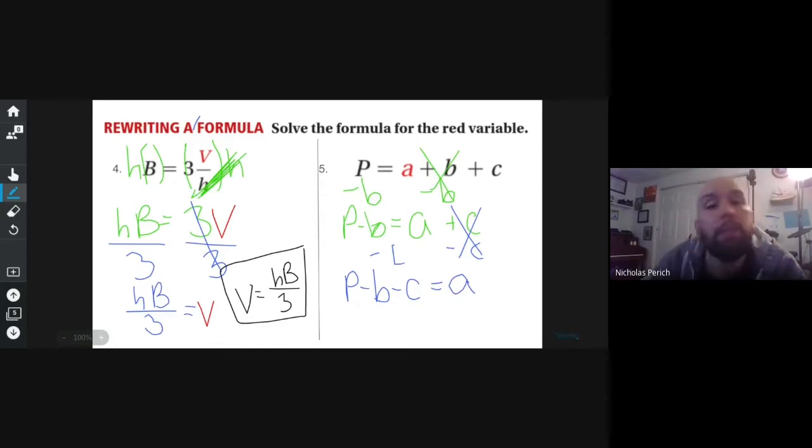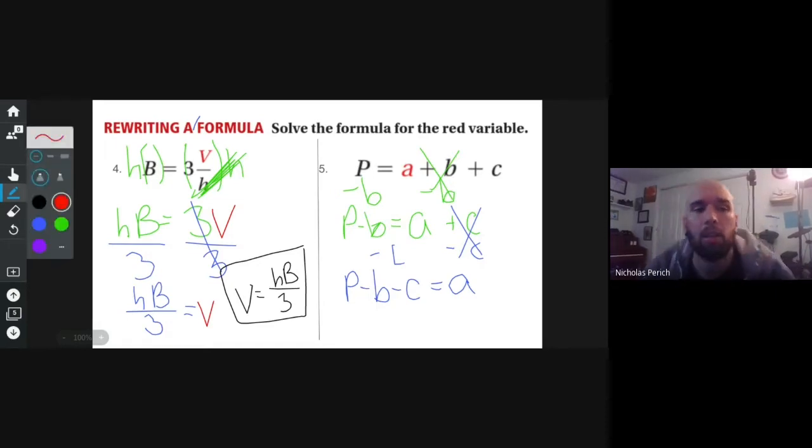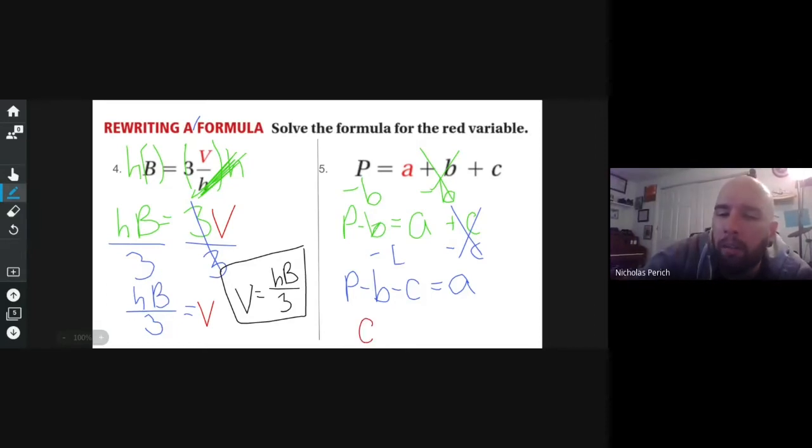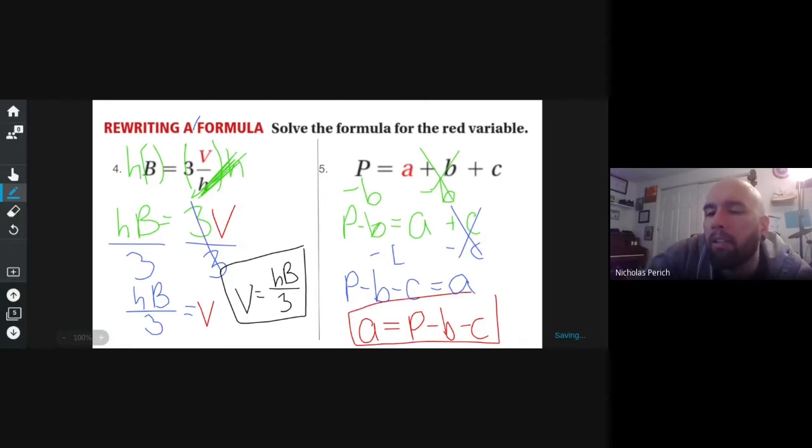Is A all by itself now? Sure is. What do I hate about this problem? A is on the right. So let's switch it and put A on the left and have that equal P minus B minus C. And now A is all by itself. And you did it. I'm sure all of you did it ahead of time. You all got it right.